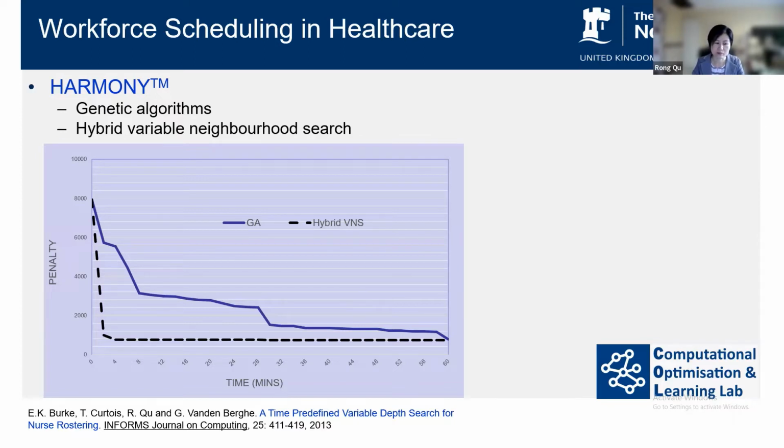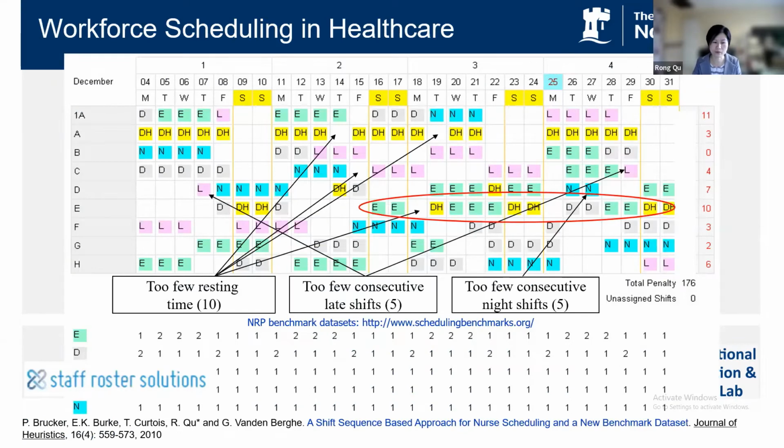What we proposed to develop is a hybrid variable neighborhood search, which you can see from this plot here, reaches the same quality schedule within 5 minutes, the same as what they can get within 1 hour. The reason why this variable neighborhood search was so effective is we first modeled the problem, and studied the characteristics of this problem in particular.